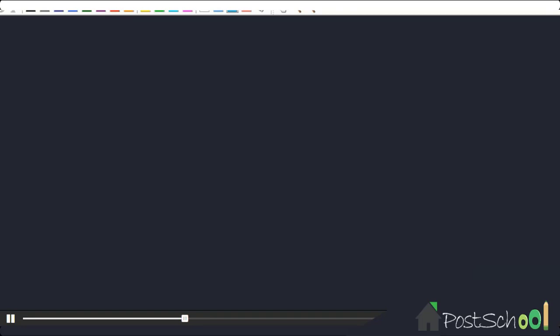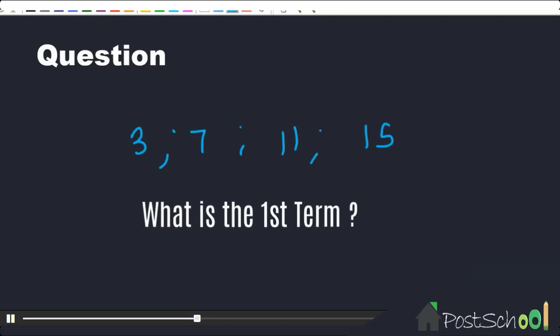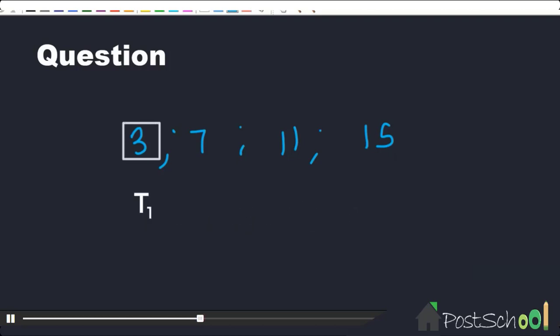Alright, so now let's look at this question. Let's take 3, 7, 11 and 15. Now from this sequence we can pick up certain things which are very important. Number 1, what is the first term of this sequence? The first term is 3, obviously. We can write T1, which is equal to A, is equal to 3. So A is just a symbol of the first term. You're going to see why we are using A as we continue.